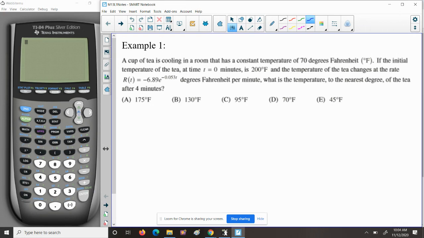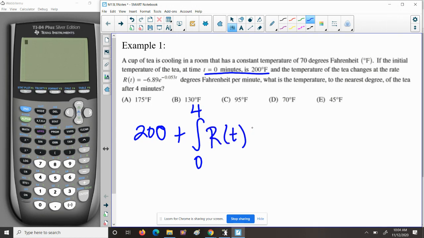In this case, we want to go from 0 to 4. So here's what we need to think about. We know that the initial temperature is 200. So we want to keep in mind that 200, and then add to it however much the temperature changes, that total accumulation of change from 0 to 4. We're taking the integral of the rate. Remember, rate is derivative. Integral of the rate would give us the amount.